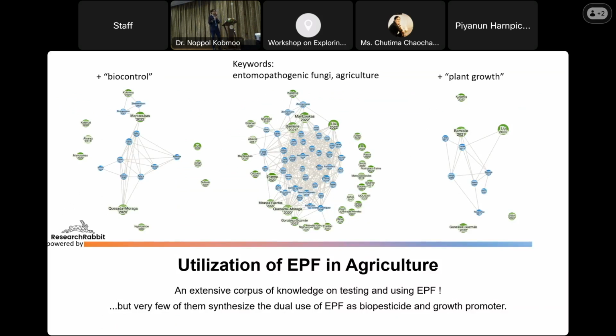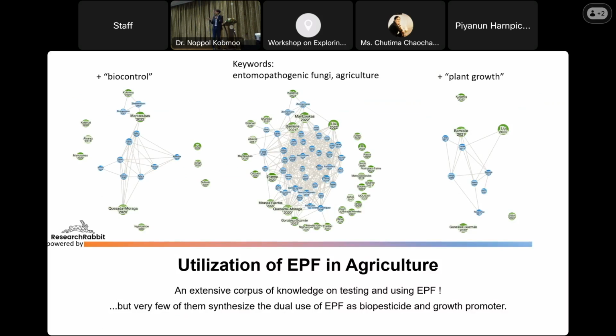So this group of fungi is very interesting to be used at the same time as a biopesticide against pest insects, and as a biostimulant to improve plant growth. However, there are actually very few studies that synthesize the dual use, the use of both properties at the same time.